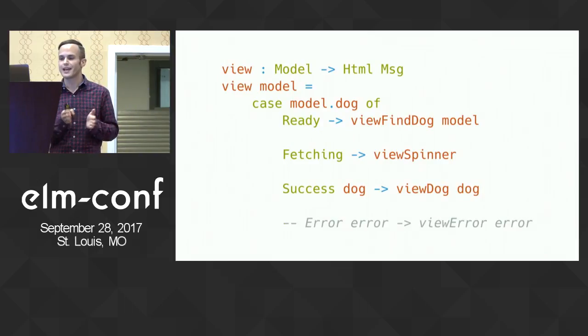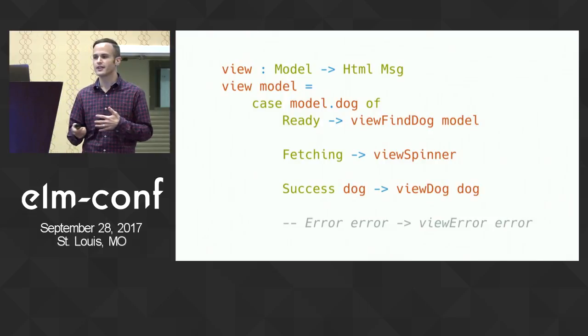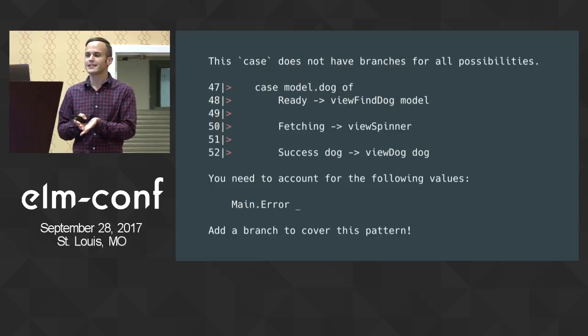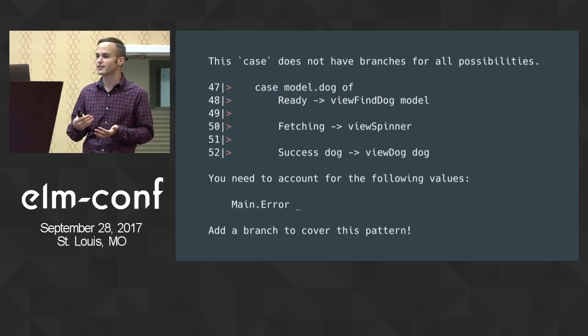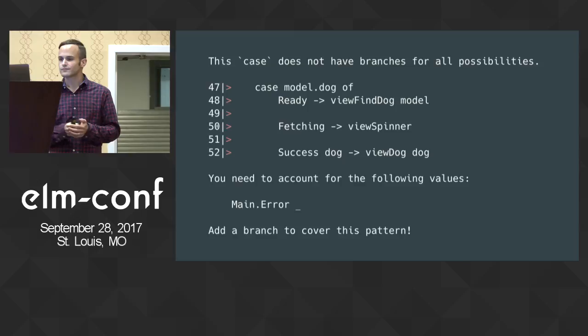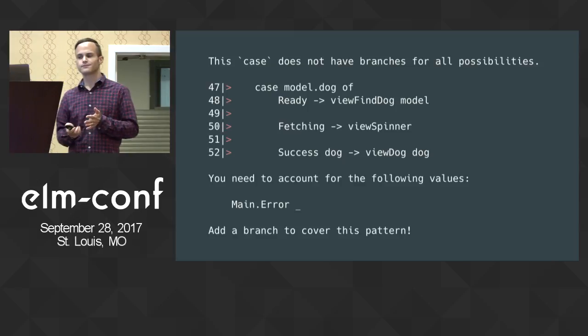And even better, if we happen to not handle a particular state in our application, like the error case, well, the compiler is going to catch that through exhaustive pattern matching on the union type, ensuring that we handle all the possible states of our remote doggo.